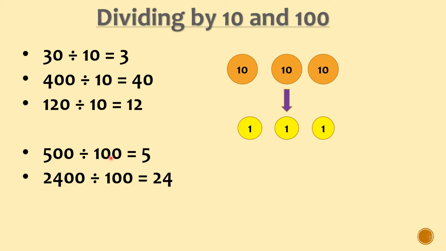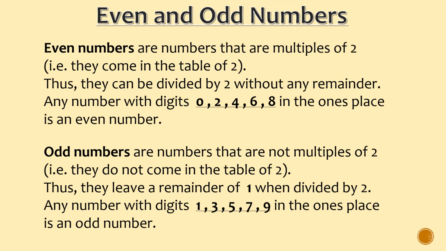500 divided by 100, I'll remove 2 zeros from 500, 1 and 2, so 5 is my answer. 2400 divided by 100, I'll remove 2 zeros from 2400, so 24 is my answer. So it's really very simple. Whenever it's dividing by 10, you remove 1 zero from the real value, and whenever it's divided by 100, you remove 2 zeros to get your answer.